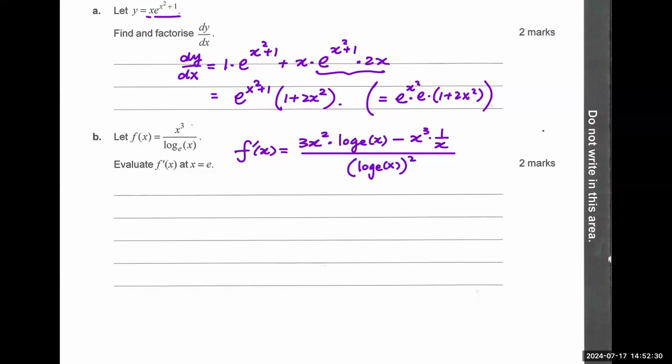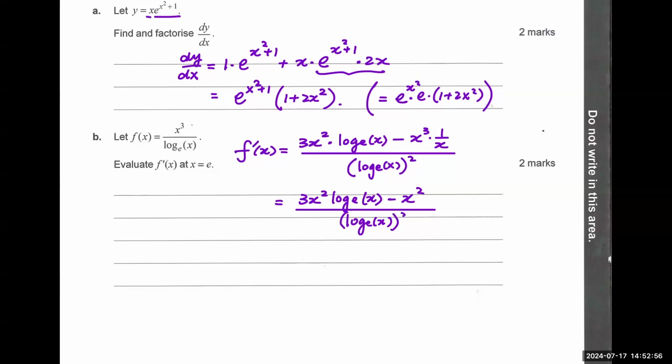In this case, we cannot bring in the 2 and write it like log e of x squared. It's a whole log term squared. Just do a step for factorizing or canceling. 3x squared times log e of x minus x cubed divided by x, that's x squared, over log e of x whole thing squared. Then we make a substitution step.